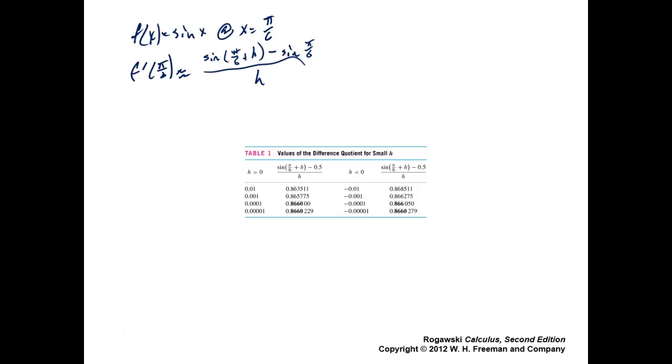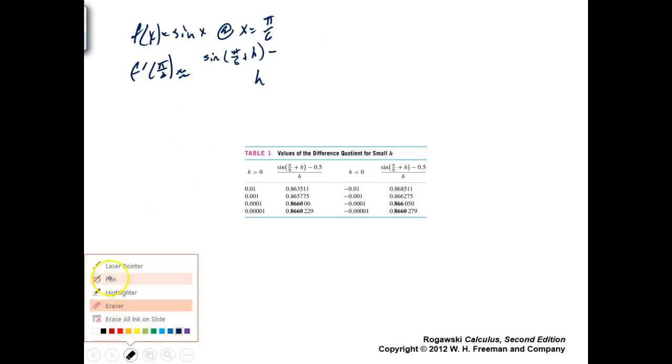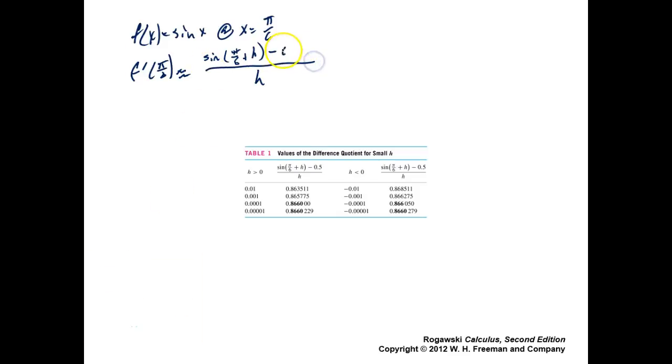Now, pick a small value. And what they did in the table is doing exactly this: sine of pi/6 plus h minus sine of pi/6. What is sine of pi/6? 1/2. So we could just leave that off and make that a 0.5, which is what they did. 1/2 or 0.5.